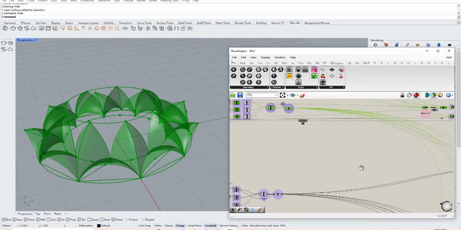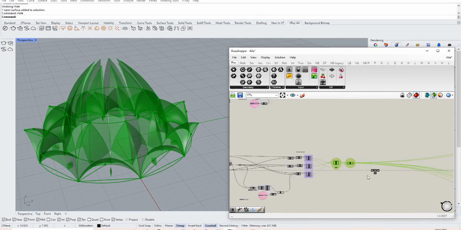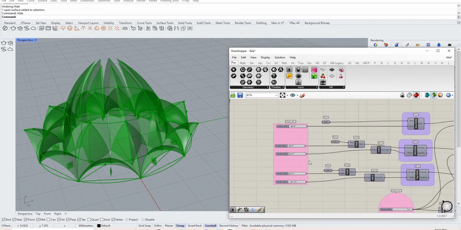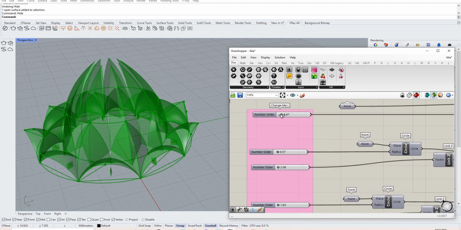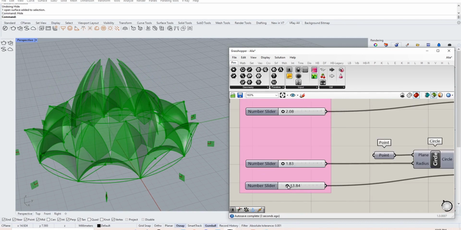The inner ribs is the exact same process of the mid ribs. The only difference is that we just tweak the radius of the base circle and the height of the top circle so that they fit to life measurement.